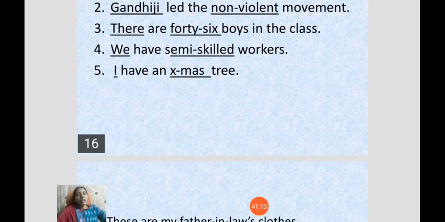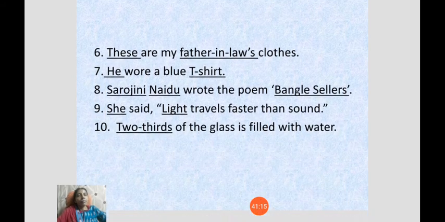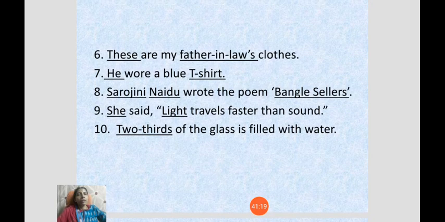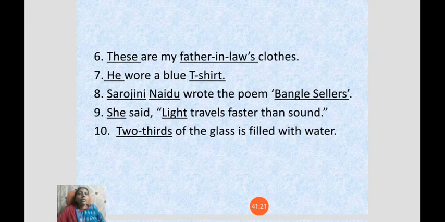Now look at the answers for the other six. "These are my father-in-law's clothes." Generally the sentence begins with the word these, so the first letter of this word is T, so T is capital.